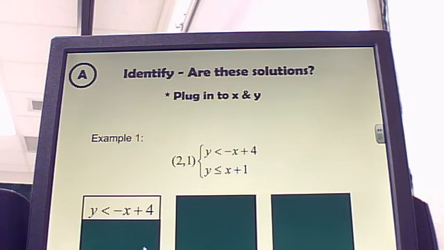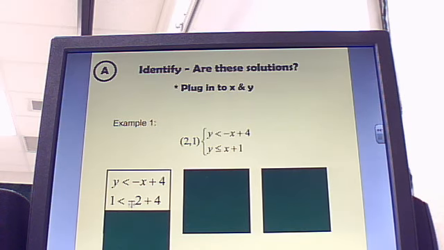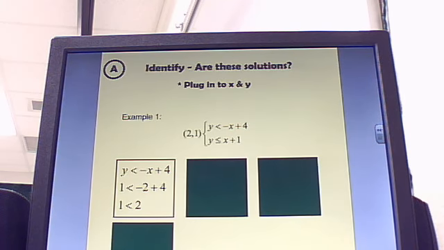Y is less than negative x plus 4. We'll plug in the 2 and the 1. When we plug in the 2, it takes on that negative sign. So we've got negative 2 plus 4 on the right-hand side, 1 on the left-hand side. There's nothing to do on this side. On this other side, negative 2 plus 4 is 2. So finally, I have 1 is less than 2. That's true. 1 is less than 2. So I'm going to continue on.